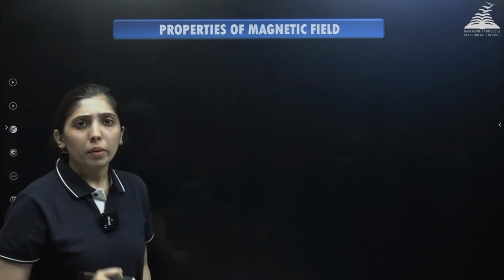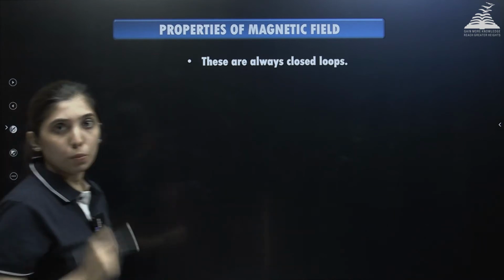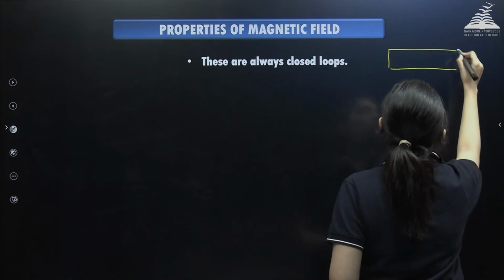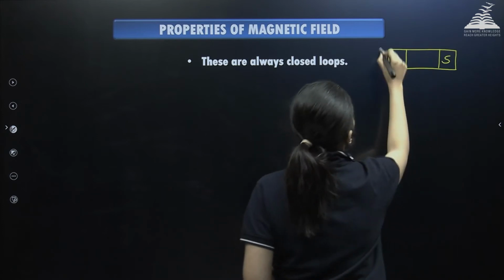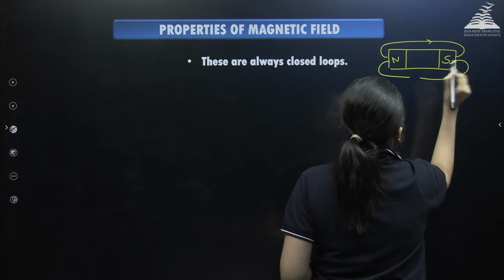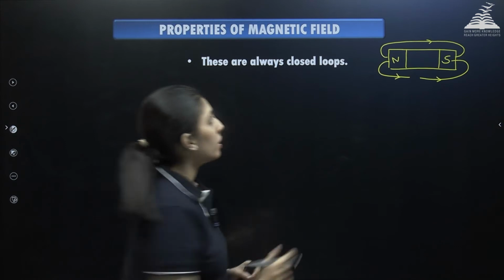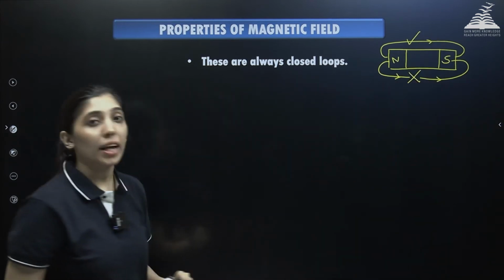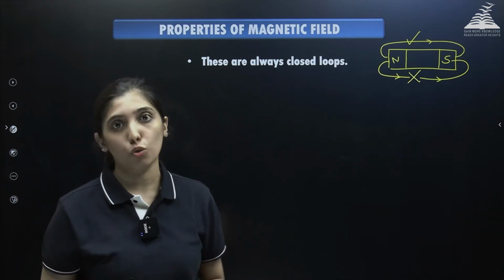So what are the properties of magnetic field? The first property is they are always closed loops. So the correct way to draw a magnetic field is this, but this is wrong because the magnetic field line should never be discontinuous. It should be always continuous closed loops.